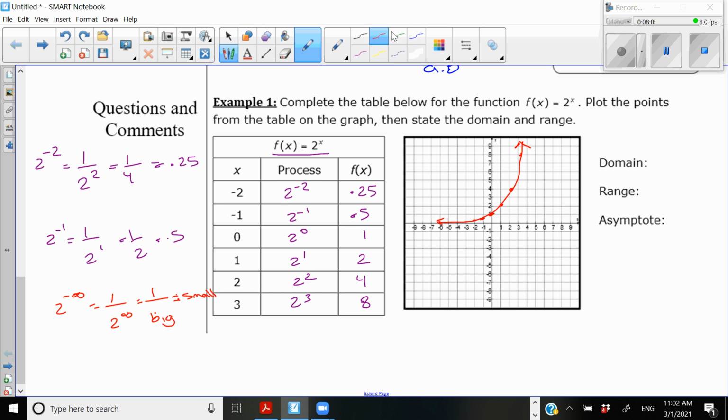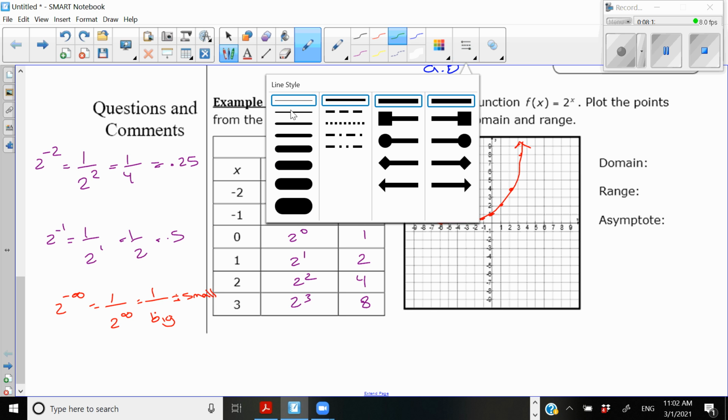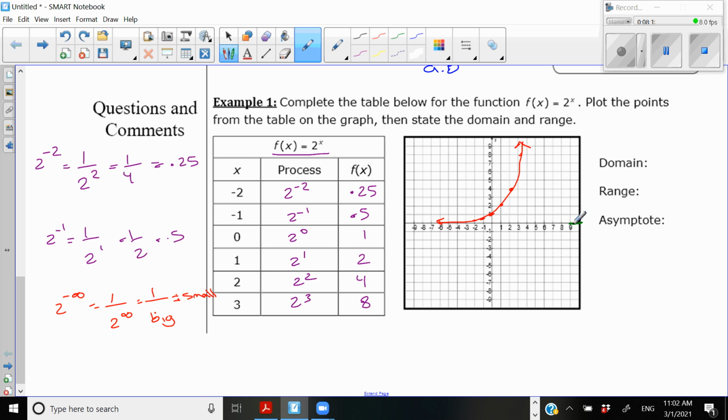So that's why I can say that we have a horizontal asymptote here. So the function is approaching this line, which is y equal to 0, and that is our asymptote, y equal to 0.